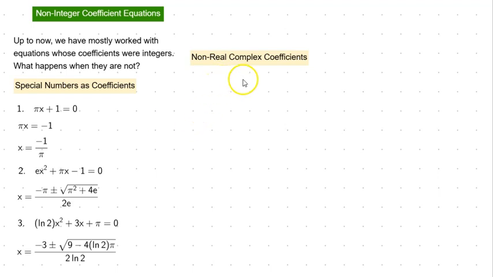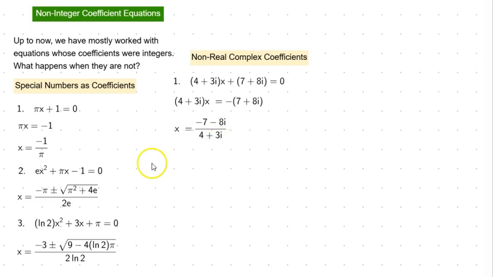Now let's look at non-real complex coefficients. So we have 4 plus 3i x plus 7 plus 8i is equal to 0. 4 plus 3i x is equal to minus 7 plus 8i. So x equal to minus 7 minus 8i divided by 4 plus 3i. Now let's rationalize the denominator by multiplying and dividing by the conjugate of the denominator. So x equal to minus 7 minus 8i divided by 4 plus 3i times 4 minus 3i divided by 4 minus 3i.